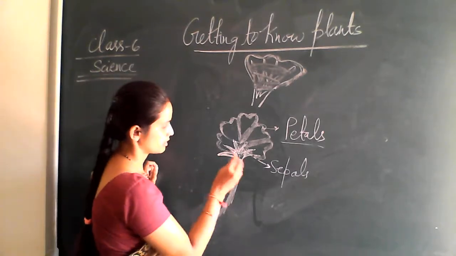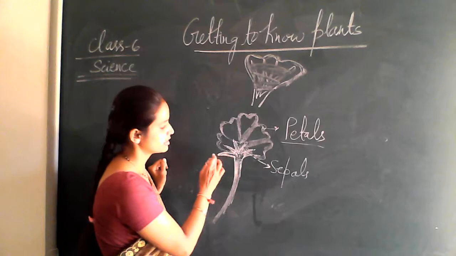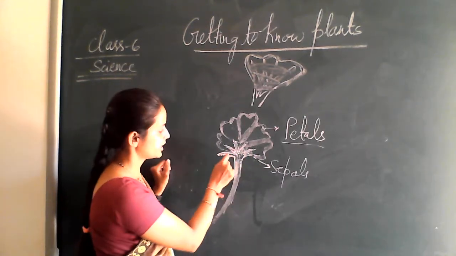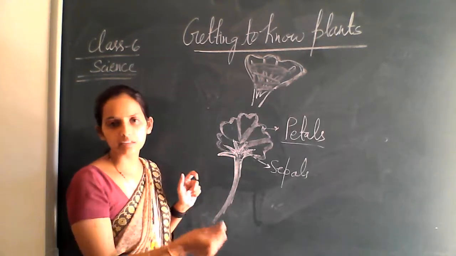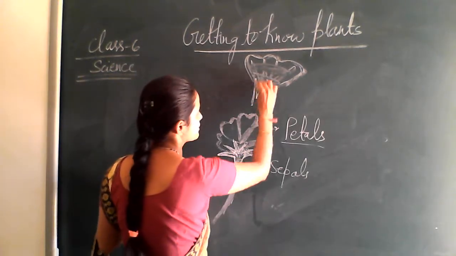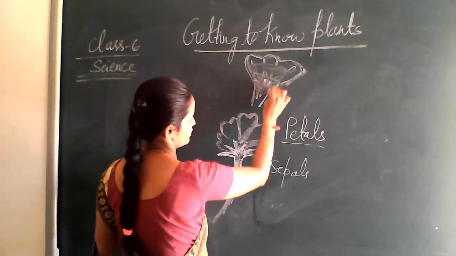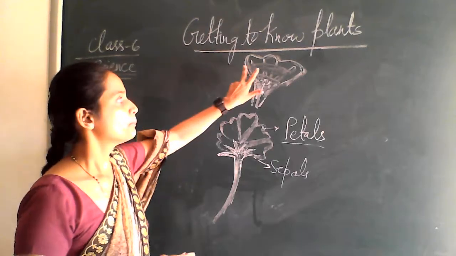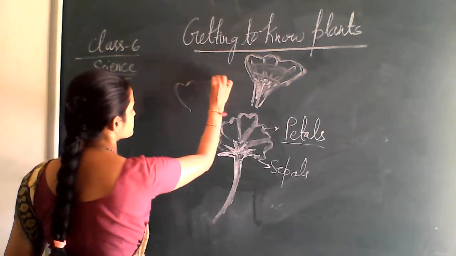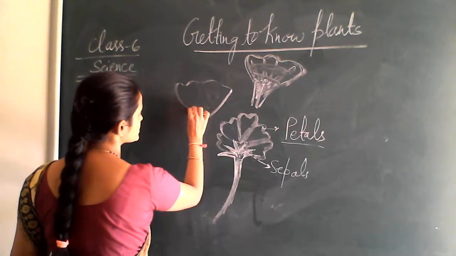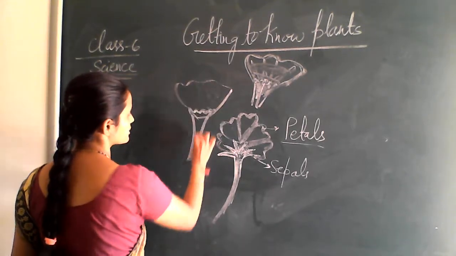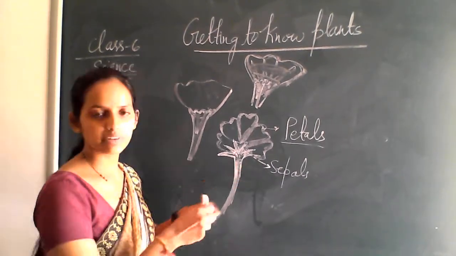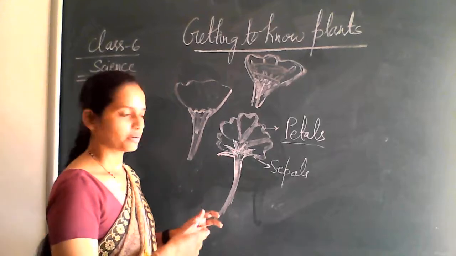Same thing with the sepals. In some plants you can see a number of sepals individually, and you can remove them like your petals. In some plants the sepals are also joined. Okay, sepals are also joined together like your petals. Petals are sometimes joined together like that, and your sepals are also joined together. We cannot remove them one by one. Okay, in this one we can remove the sepals.